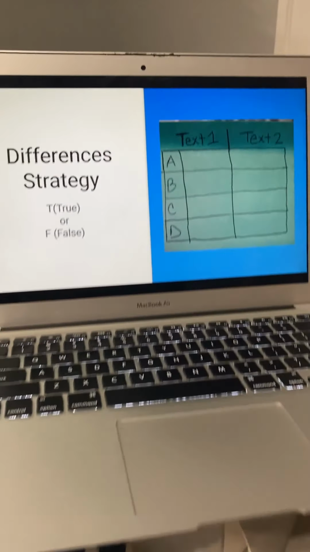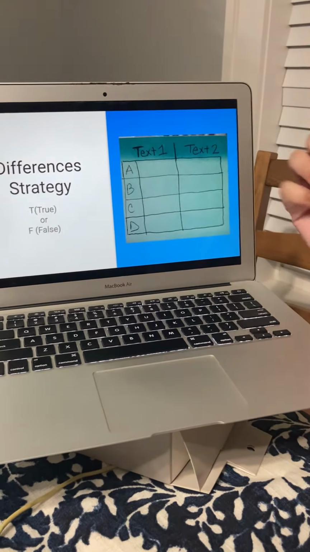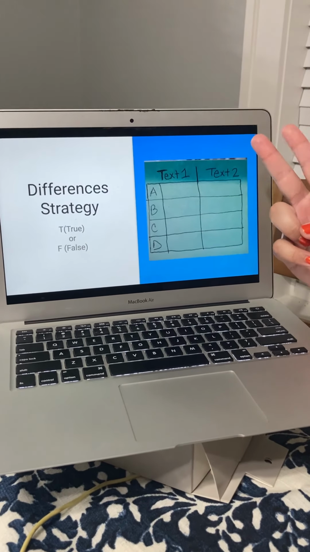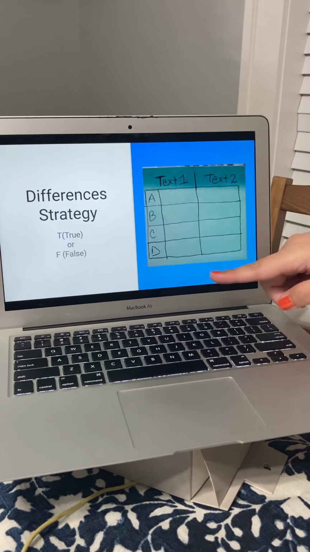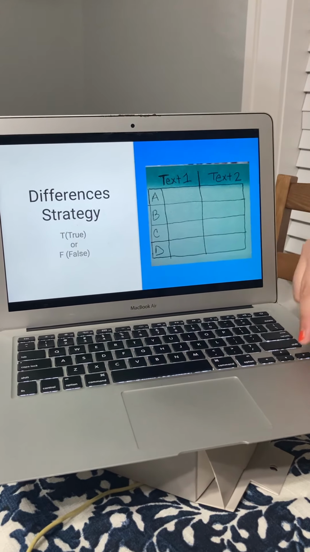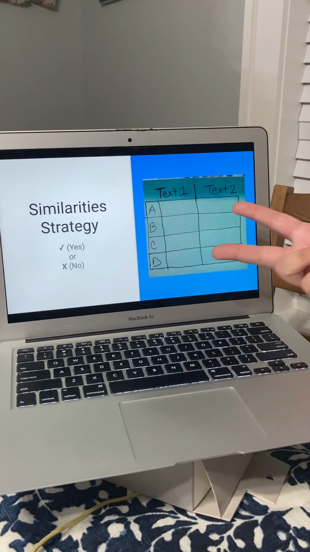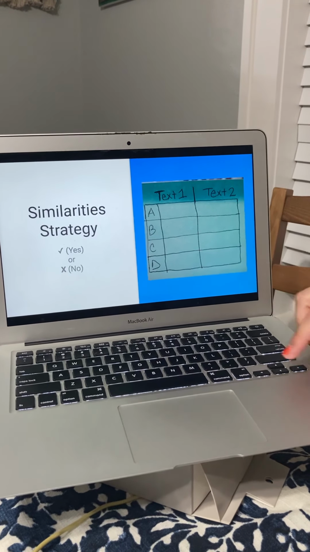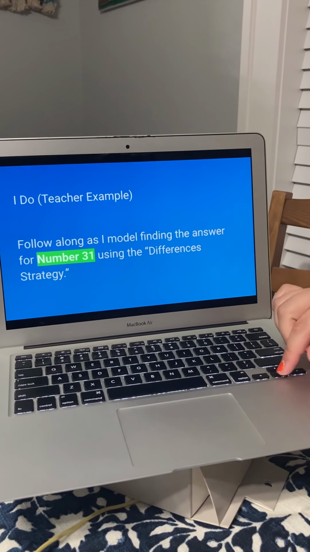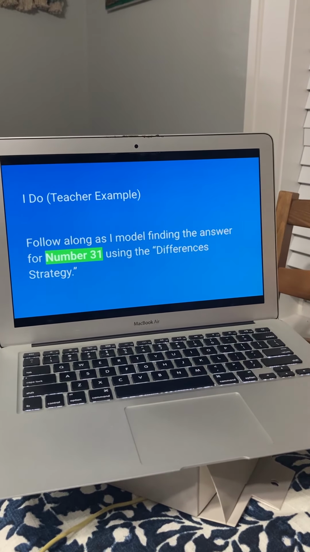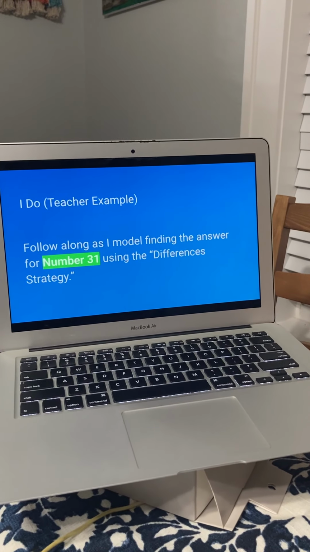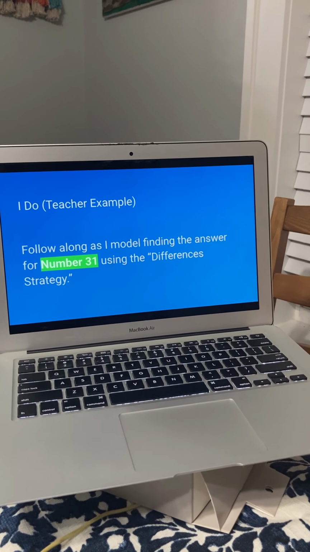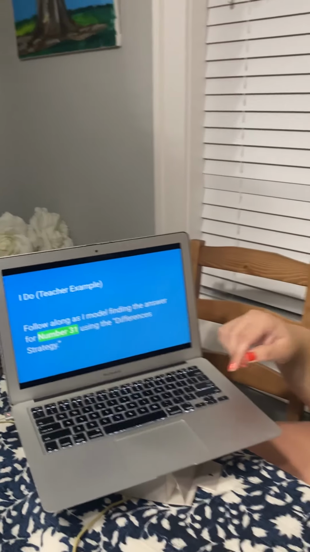So the strategies we're going over are differences. If they ask for differences between the paired passages, we're going to do true or false. If they're asking for similarities between the passages, we're doing yes or no. So here's our first example. I do. Follow along as I model finding the answer for number 31 using the differences strategy.